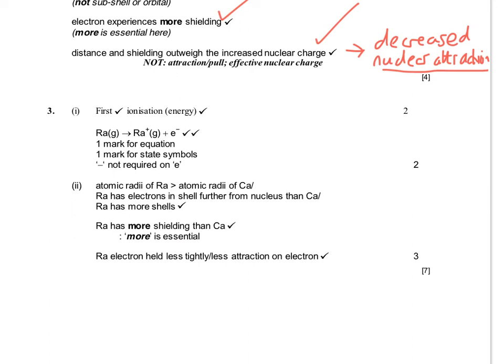So in the next question, we correctly identified first ionisation energy. We got the equation and we got the right state symbols. In the second part, we mentioned the atomic radius of radium is greater than that of calcium, and the outer shell electrons in radium are further from the nucleus than those in calcium. So therefore radium has more shielding than calcium and less nuclear attraction.